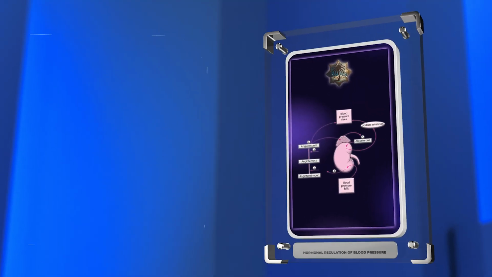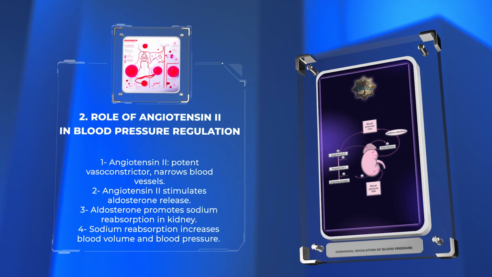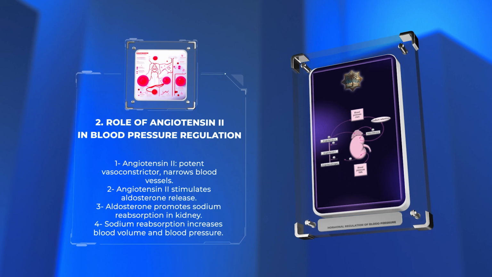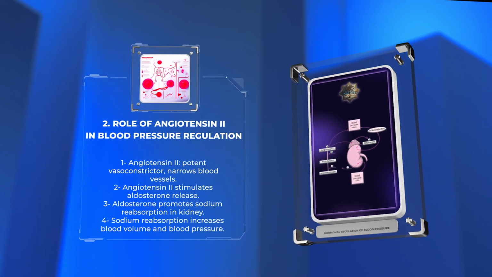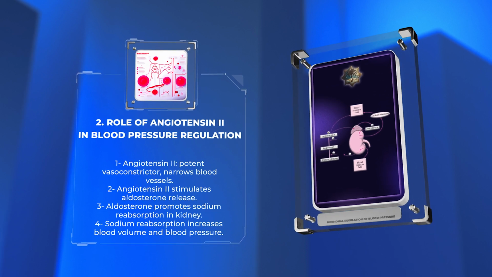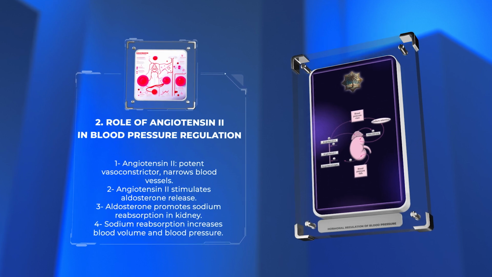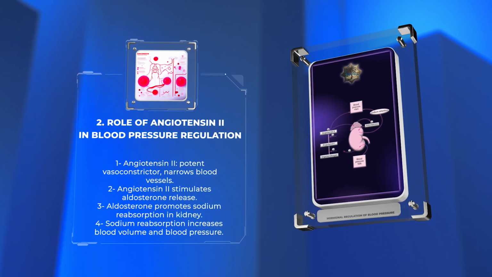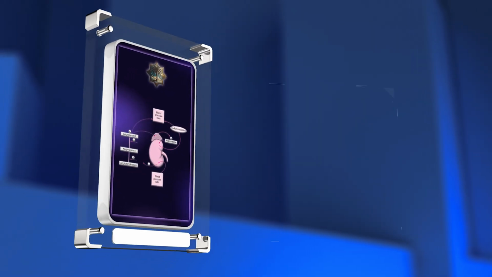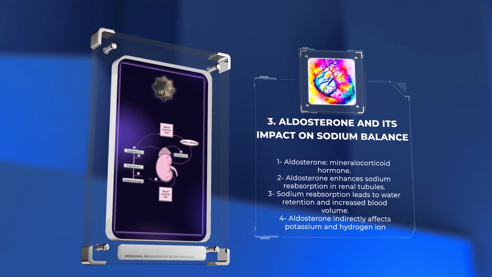Angiotensin II has multifaceted effects in blood pressure regulation. Firstly, it acts as a potent vasoconstrictor, narrowing the blood vessels and increasing systemic vascular resistance. This constriction leads to an elevation in blood pressure. Secondly, angiotensin II stimulates the release of aldosterone from the adrenal cortex. Aldosterone promotes sodium reabsorption in the distal convoluted tubules and collecting ducts of the kidney, increasing blood volume and consequently blood pressure. Aldosterone, a mineralocorticoid hormone secreted by the adrenal cortex, plays a pivotal role in maintaining sodium balance.